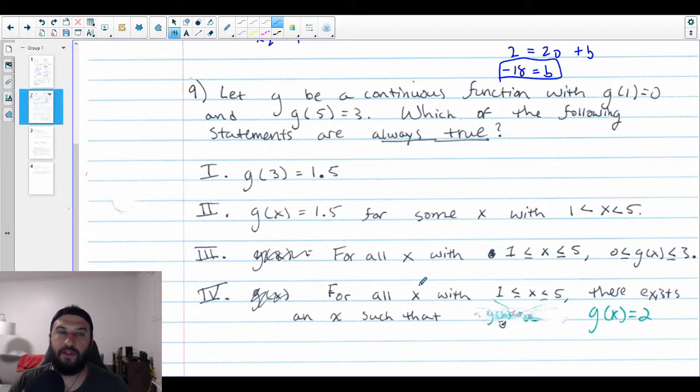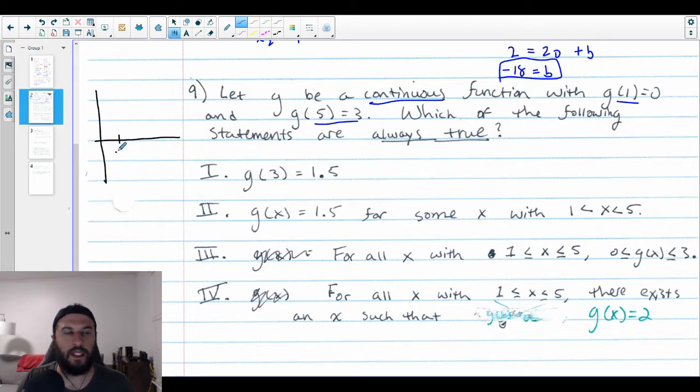All right, number 9, we have g is a continuous function. It's continuous everywhere. G of 1 equals 0 and g of 5 equals 3. So I do not know what it looks like, but I do know that at 1 and 5, I'm touching the axis at 1, and I know at 5, I'm up here at the y value of 3. I'm not sure what's going on in between, but I know the function is continuous in between.